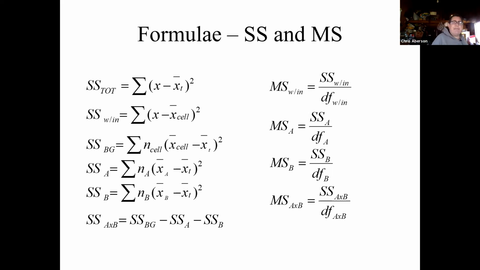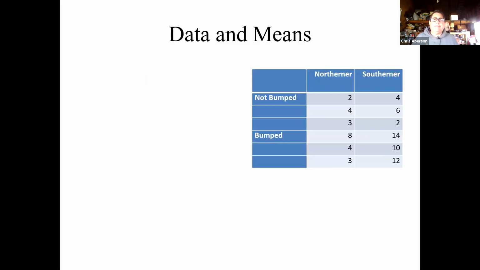And then we see the same thing for B. So these look just like the between group. And then the interaction sums of squares, that's actually just computed by taking the difference between the between and sums of square A and B. You can see the mean square values are really pretty straightforward. Sums of squares over the associated degrees of freedom, just like before, again, there's just more of them.